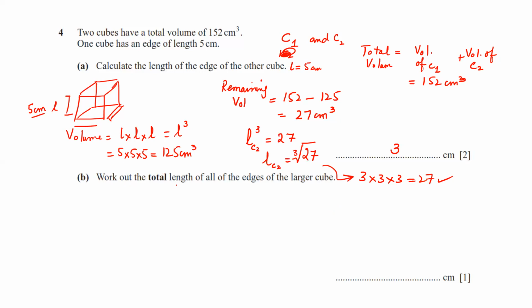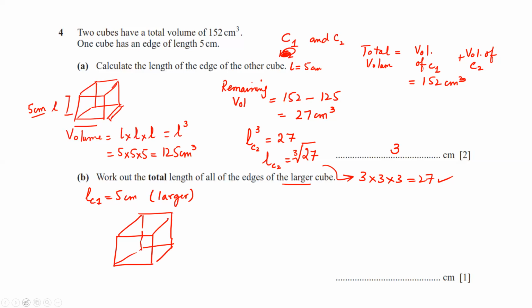Then part B says work out the total length of all the edges of the larger cube. So amongst these two cubes, cube C1 with length 5 centimeter is larger. Now we have to work out the total length of all the edges. So let's find out the number of edges. Let me draw this cube. In this cube, we can see how many edges we have.